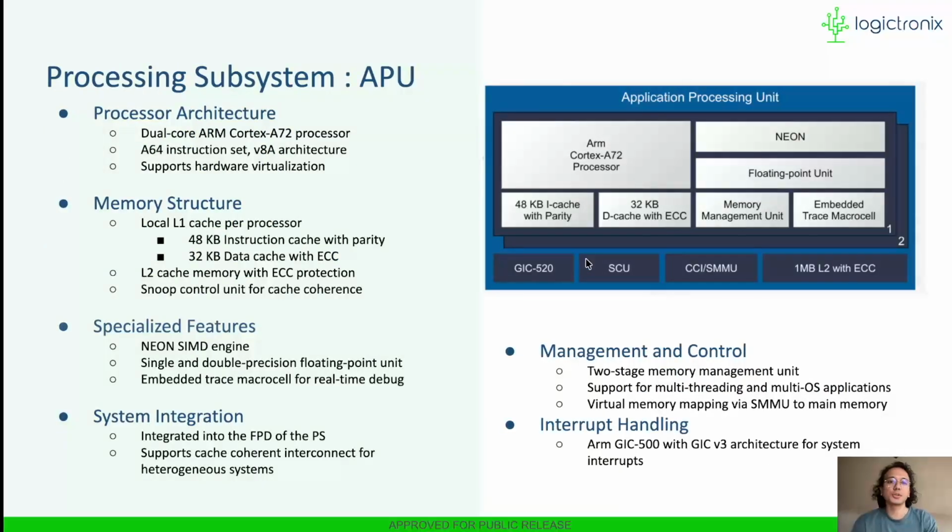The processing system contains the APU. This is the general processor which can host the Linux operating system and general host applications. It contains a dual core ARM Cortex A72 processor which has access to up to 48 KB instruction cache and up to 32 KB data cache. The instruction cache has parity, while the data cache comes with ECC feature.